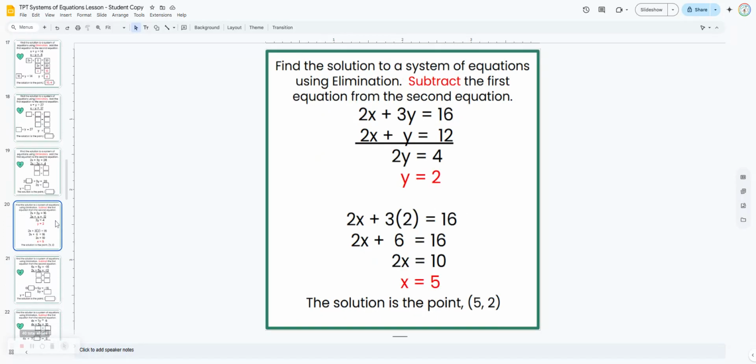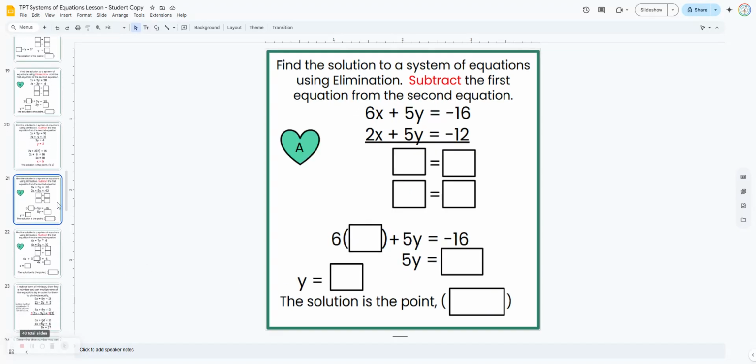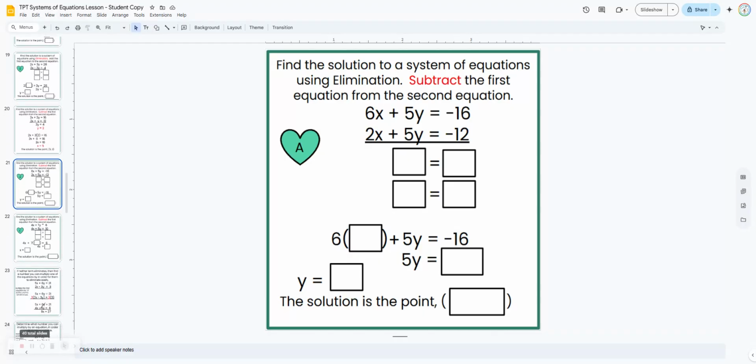Same thing here. Now sometimes we can't just add them together and one of the variables will eliminate, but we could also subtract. So with these two equations, if I subtract the second line from the first line, I get 2x subtract 2x, which gives me 0, 3y subtract y, and 16 subtract 12. Now I have a one-step equation. I can solve for y. I'm going to put 2 in place of y in one of the equations and solve for x. So students are going to be doing that on the next couple of slides. They're going to be solving using subtraction.